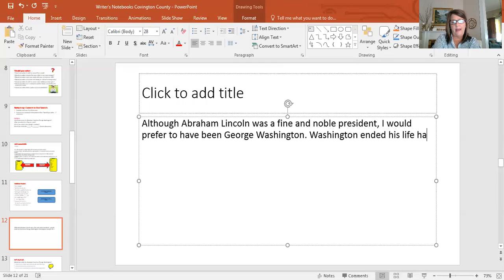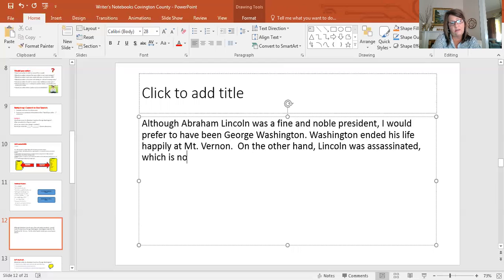Ended his life happily at Vernon. On the other hand, that's a sentence stem. On the other hand, Lincoln was assassinated. It's not a good way to die. Okay, this is something kids might say, and they're giving their reasoning, their rationale.